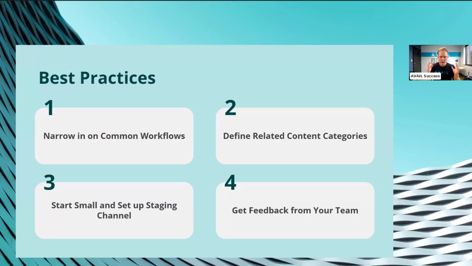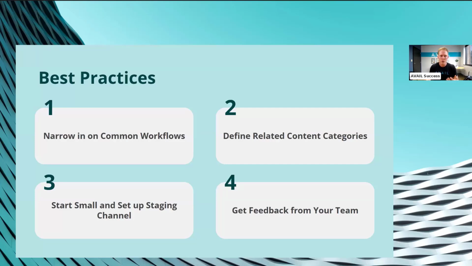So it's always good to start small, start with a small collection of assets or resources or information that you want to relate, set up that staging channel, get it inside AVAIL, and then you can start to map out and take it one step further and start to map, okay, how do I want to set up these relationships in a strategic way? And then also get feedback from your team.